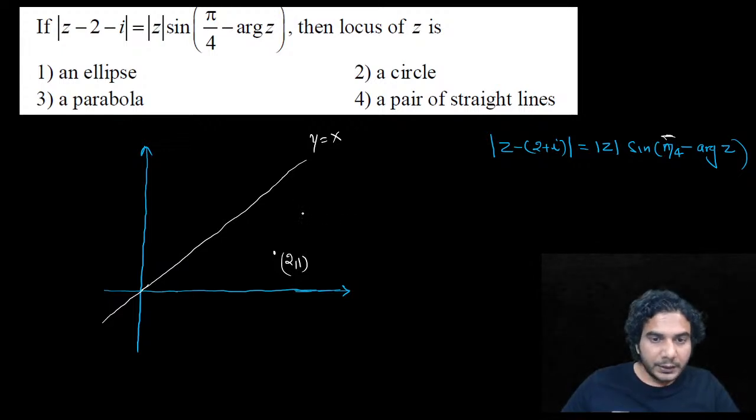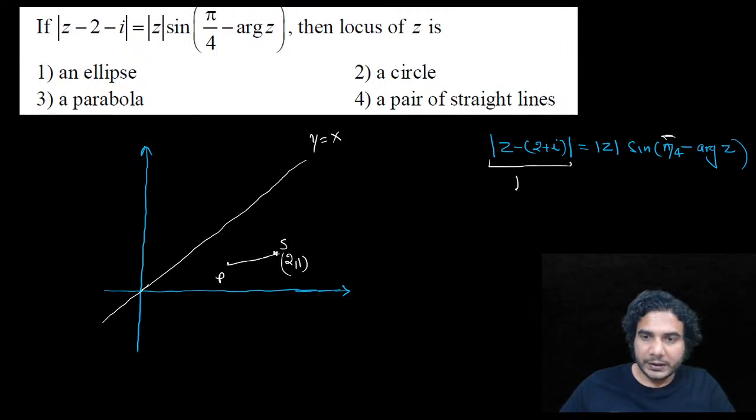All right, now take a z somewhere here. You can take anywhere. So z is a point whose distance from 2 comma 1, okay, this left hand side, so this is distance. Say this point is S and this point is P. So this is written PS.